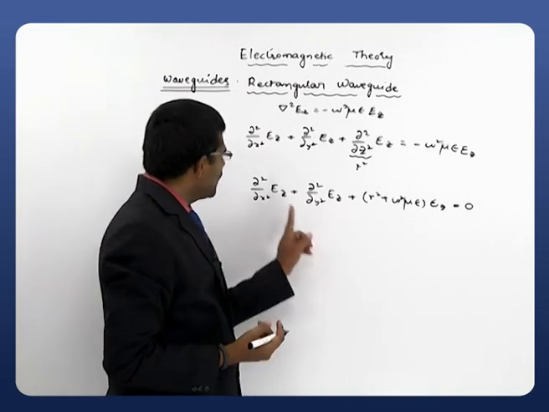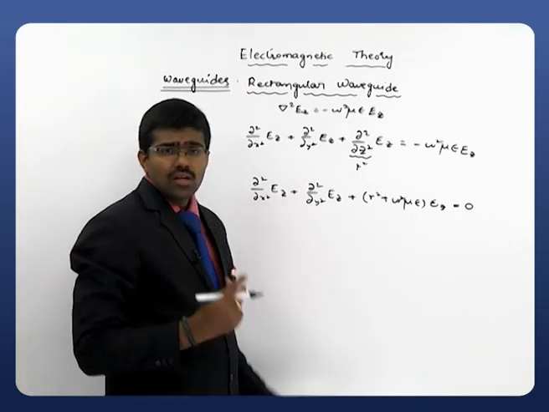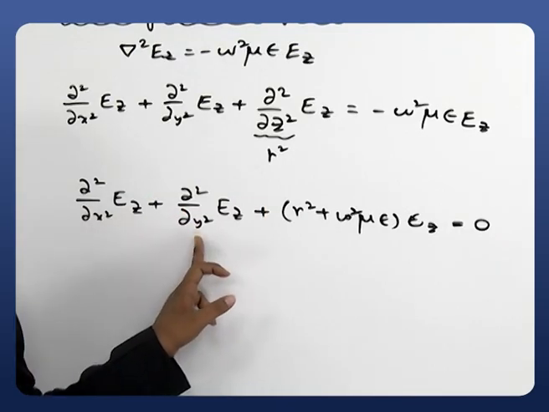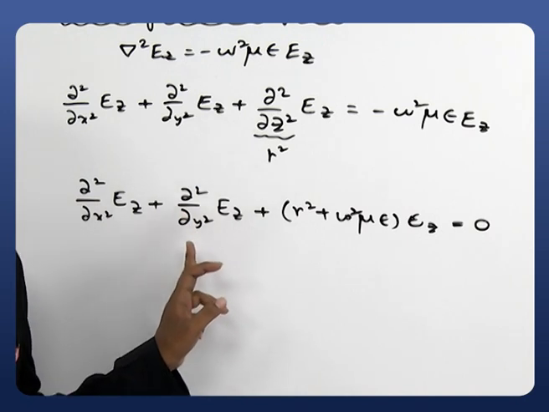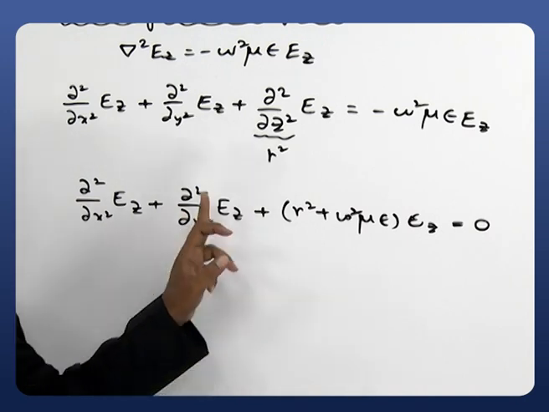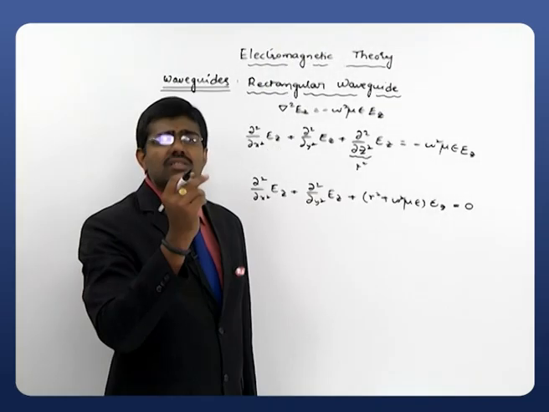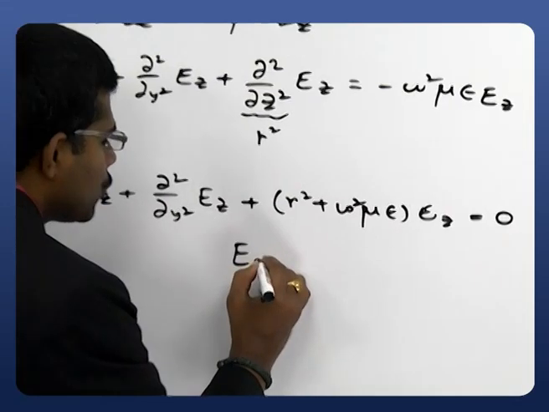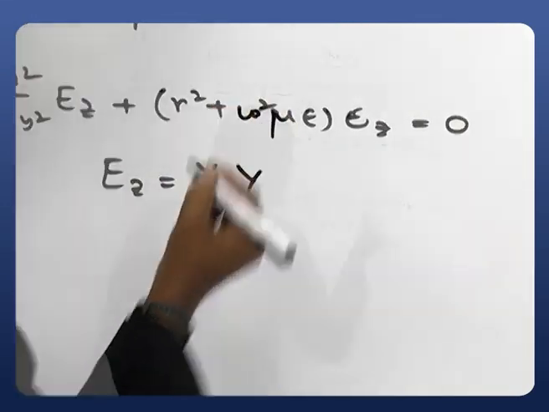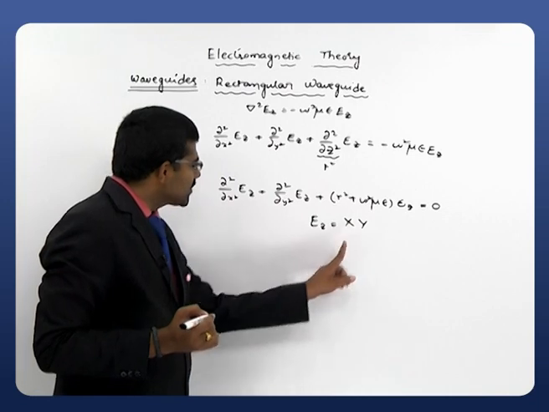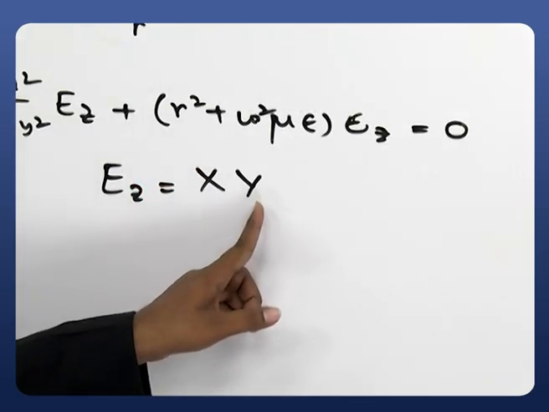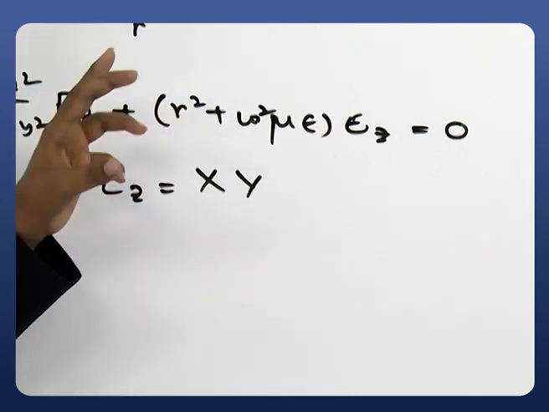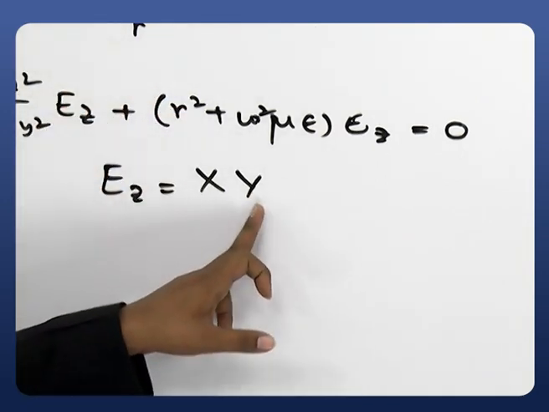Now clearly this is a second order differential equation with two variables. What are the variables we have? One variable is x, another variable is y. To get the solution for this one, we are supposed to assume that Ez is a function of both x and y. So I am assuming that Ez is equal to X times Y, where X is a pure function of x and Y is a pure function of y. Substitute this. After substituting and simplifying, we will get individual solutions for X and Y.